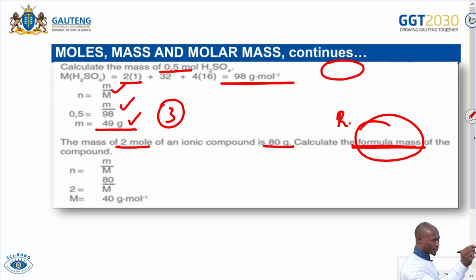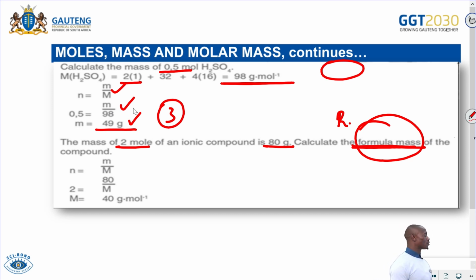Why formula mass? We are dealing with an ionic compound. If we were dealing with a molecule, or a covalent compound, it was going to be the molecular mass, the relative molecular mass. If we're dealing with an atom, it was going to be relative atomic mass. But the values are the same, from the periodic table, all right?